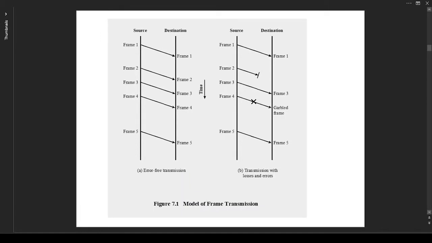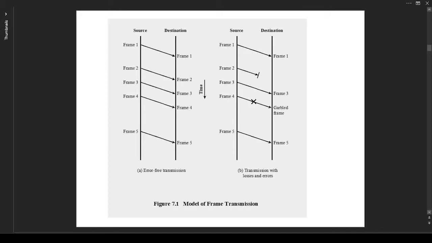To begin, we examine mechanisms for flow control in the absence of errors. The model we will use is depicted in figure 7.1a, which is a vertical time sequence diagram. It has the advantage of showing time dependencies and illustrating the correct send-receive relationship. Each arrow represents a single frame transiting a data link between two stations.